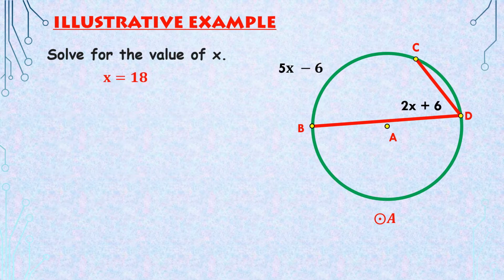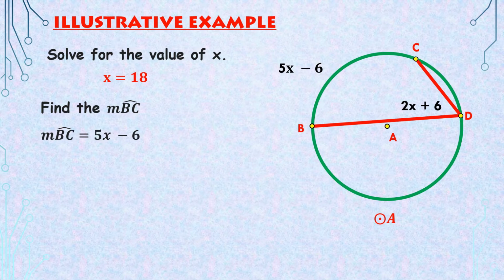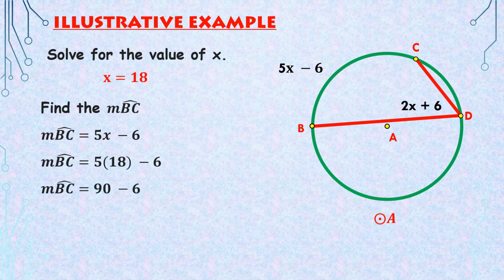So after finding the value of x, which is 18, we can now solve for the missing measurements of your angles and intercepted arc. So let's say we want to find the measure of arc BC. On our given, measure of arc BC is equal to 5x minus 6. So since we already obtained the value of x, which is 18, all we have to do is to replace x in our given measure. So we will have measure of arc BC is equal to 5 times 18 minus 6, which will give us 90 minus 6, and that will give you measure of arc BC is equal to 84 degrees.